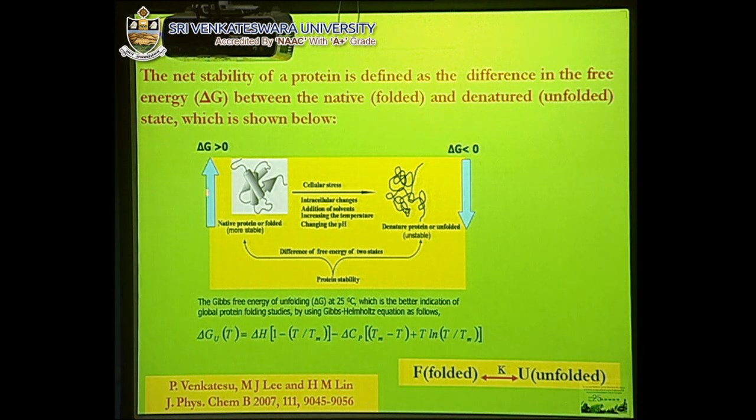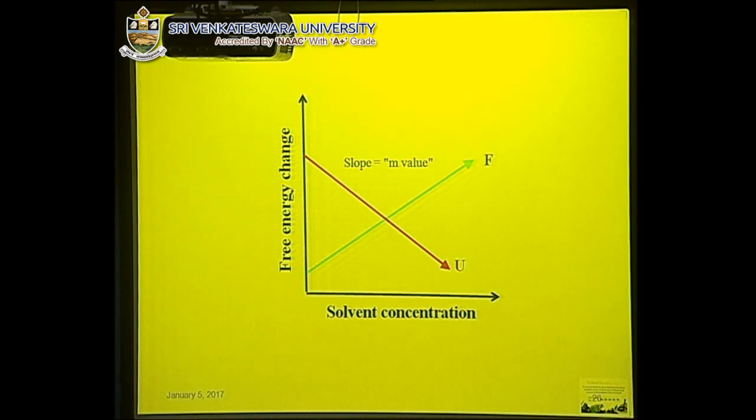You may see here, this is the protein native state. In this state, the protein is more stable. If you change one of these factors, the protein is unfolded. Here, the protein is unstable. The difference of the free energies of these two states gives the protein stability. When the protein is in the folded state, the free energies increase, whereas when the protein is in the unfolded state, the free energies decrease with increasing concentration. Using this basic concept, one can predict whether the protein is in the folded or unfolded state.